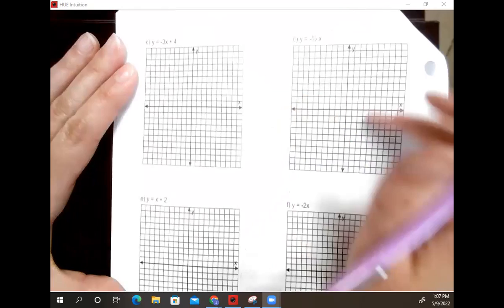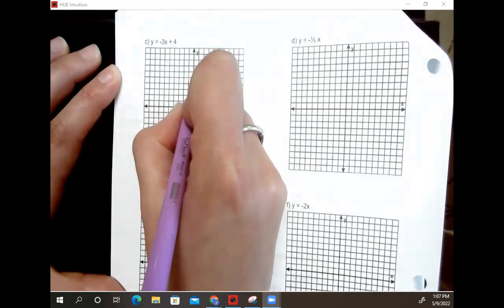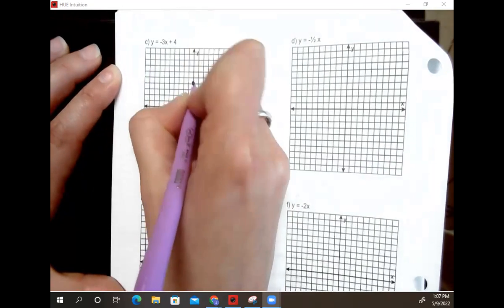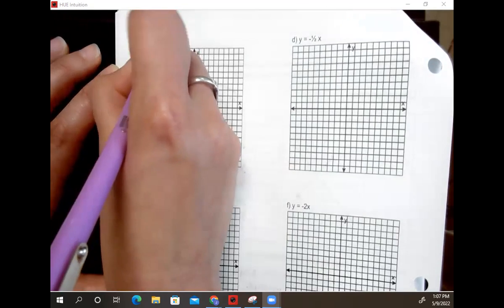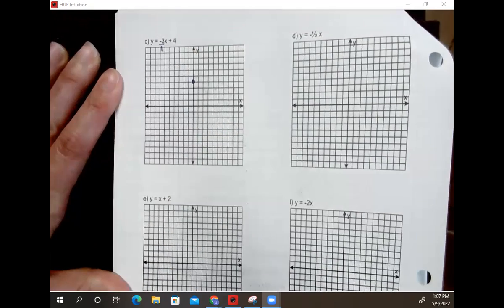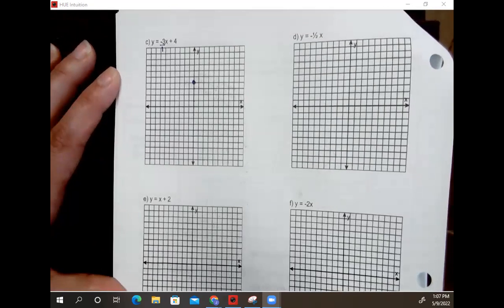And again, remember we start by plotting our y-intercept. So for example C, our y-intercept is at 4. So I'm going to go to 1, 2, 3, 4, plot my point. And then my slope is -3. So I'm going to write this as over 1 so I can see both the rise and the run. Since my slope is negative this time, we're going down with our rise.